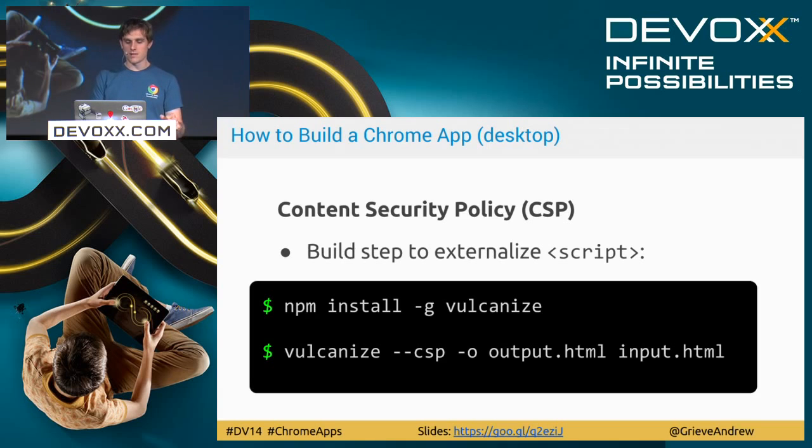The second one's a little bit annoying, but there's a tool written by the Polymer team that you can just throw at your HTML and it'll extract them all and put them in files. So you can just kind of hide that away in a build step if you want. That's called vulcanize --csp.